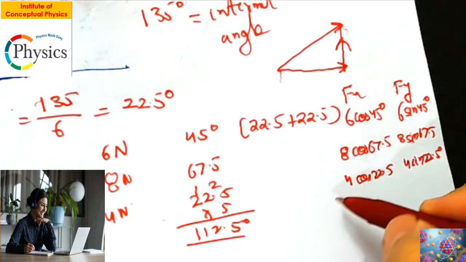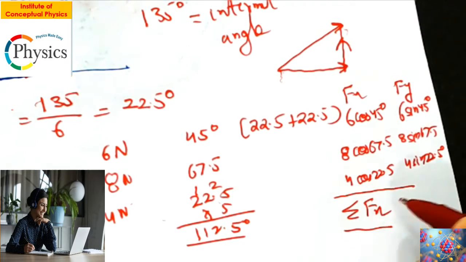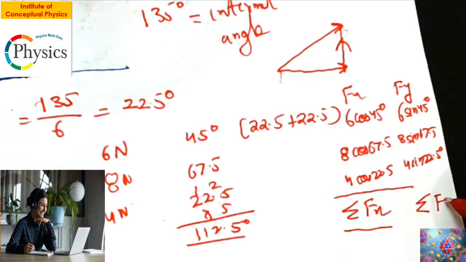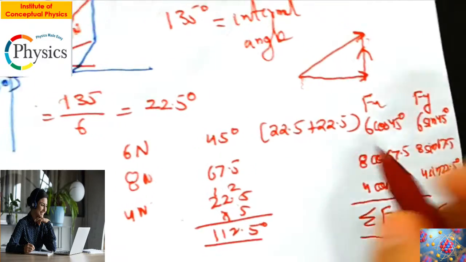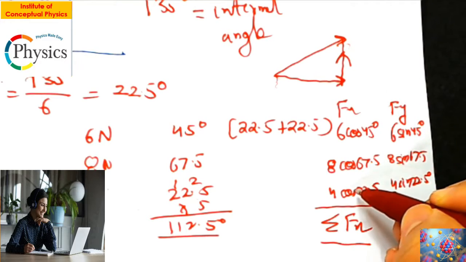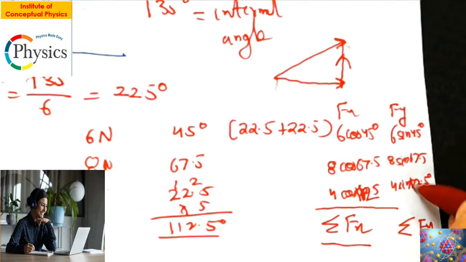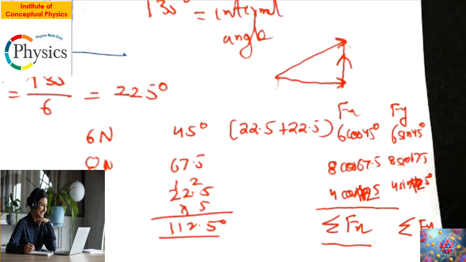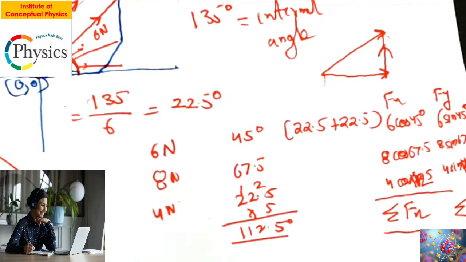Now what is left of it? You just need to calculate sigma Fx and then sigma Fy. The x component is obviously going to be negative. I'm sorry, I should have written this as 112.5, and this also becomes 112.5 degrees. The y component is going to be positive because the 4 Newton force is upwards.